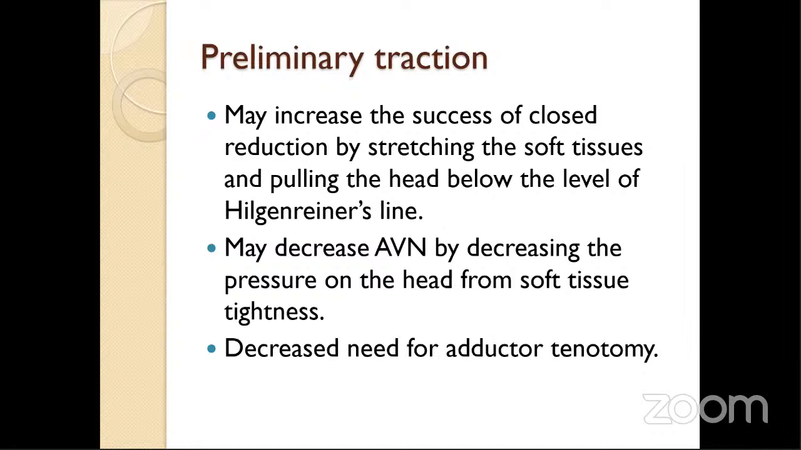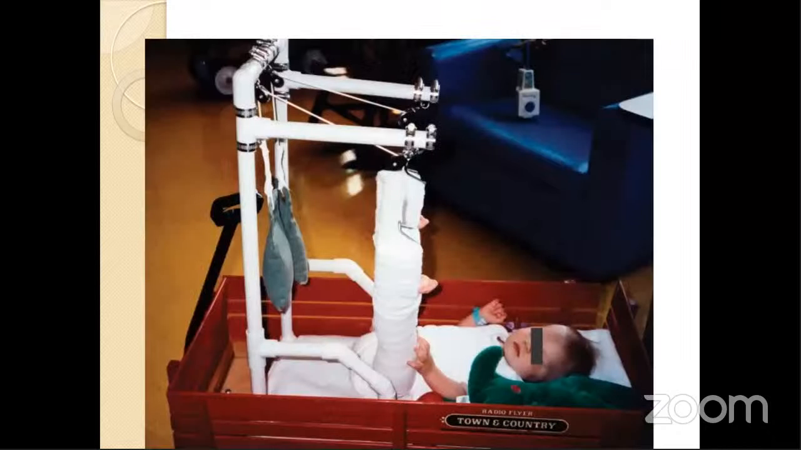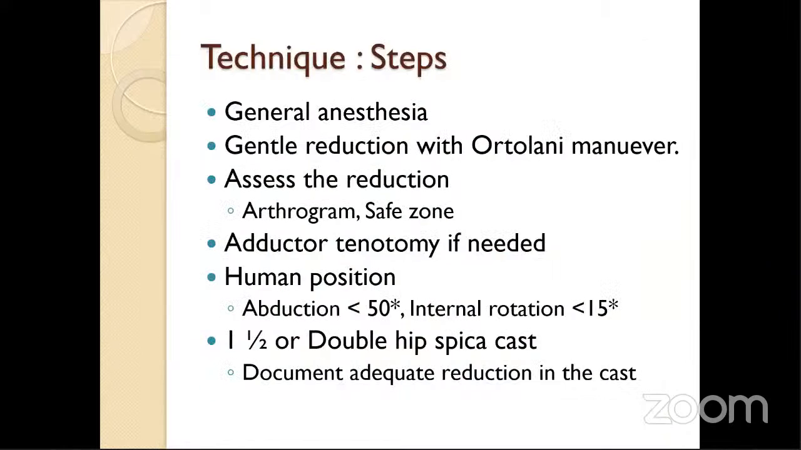So it's a good idea to give 5 to 7 days of traction in something like this, either overhead traction with something like a gallows. But these kinds of traction need intensive monitoring so that you don't create a compartment syndrome. The idea is to bring the hip to the level of the Hilgenreiner line, and then you do your Ortolani maneuver to reduce it under anesthesia.